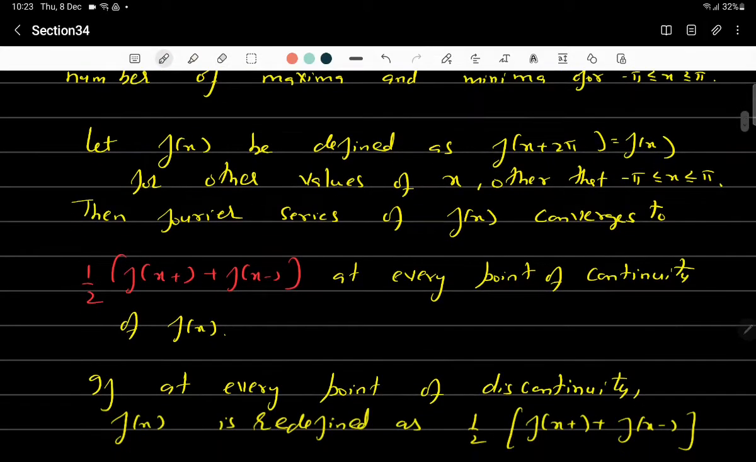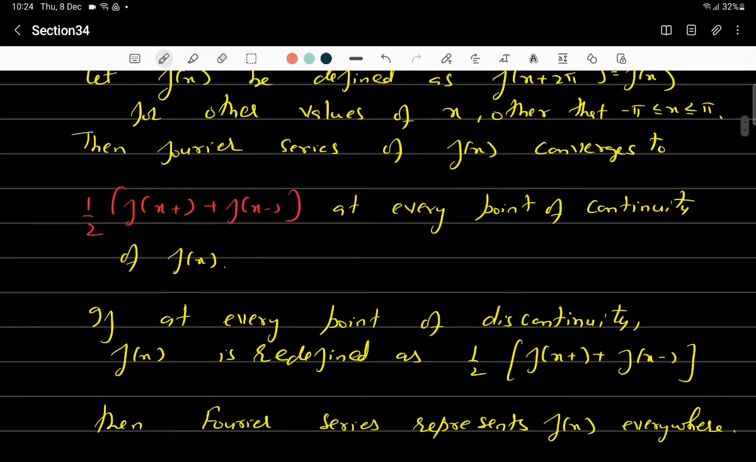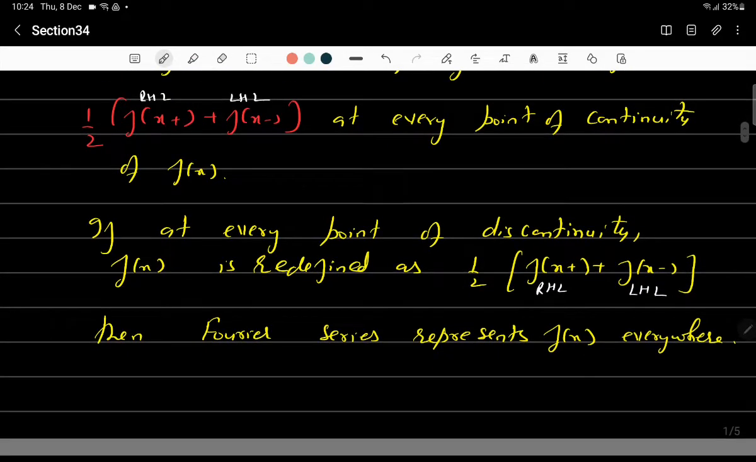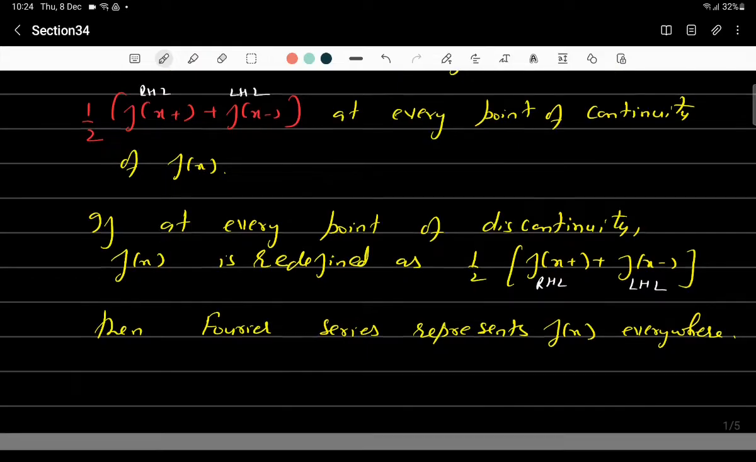And now the Fourier series of f of x converges to half f of x plus plus f of x minus at every point of continuity of f of x. So now at every point of discontinuity, if we redefine the function as half f of x plus plus f of x minus, which is the right hand limit and the left hand limit. So this is the right hand limit and this is the left hand limit. Then the Fourier series represents the function everywhere. This is what has been stated by the Dirichlet condition of convergence.